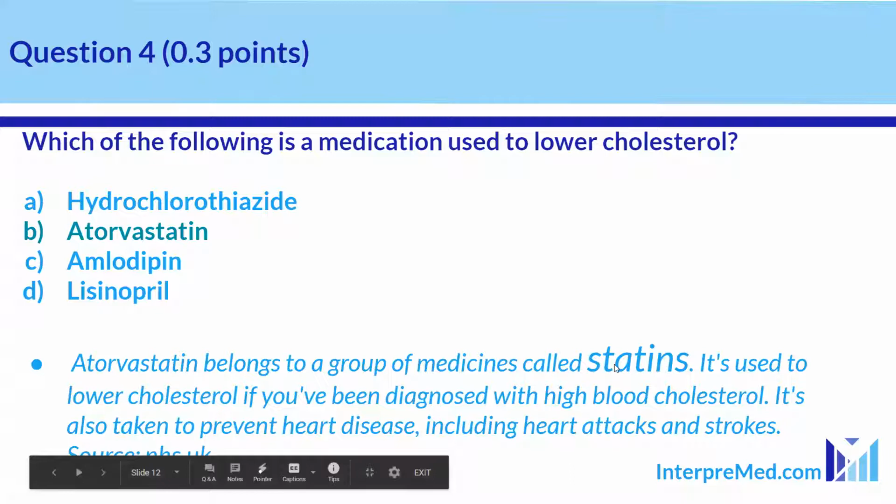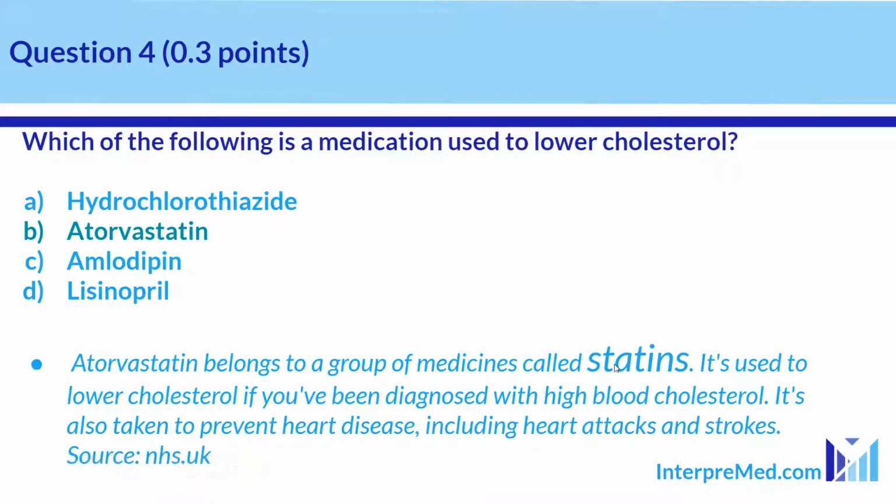The statins, remember we're talking about the family of medications like antibiotics, anti-inflammatory, NSAIDs. So statins is another family and they're used for cholesterol. What about the other one, the hydro? The hydrochlorothiazide is a diuretic that is used for blood pressure.